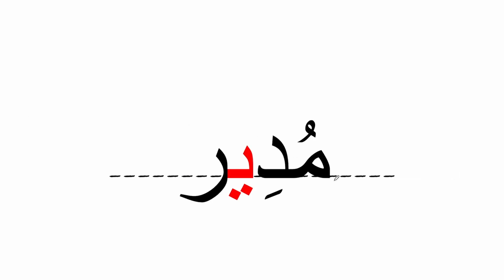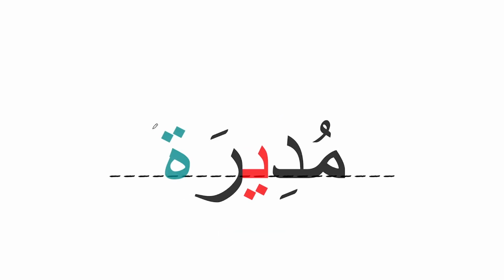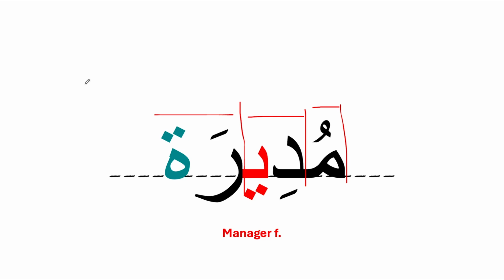Now this word has 2 syllables because I can see 2 short vowels, one here and one there. The first syllable is mu, and then dir, mudir, which is a manager, a male manager. This one has 3 syllables, so I have one here before the dhamma, and another one that starts here before the kasra, and a third one that starts here before the fatha. The first syllable is mu, and then we have a d with a ya, so that's di, and then we have a ra with a ta marbuta, ra, mudira, which is again a manager, but a female manager.